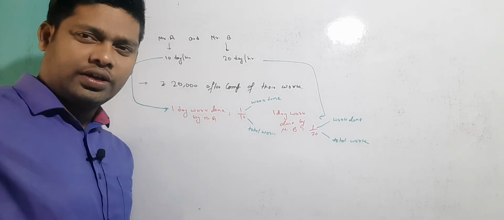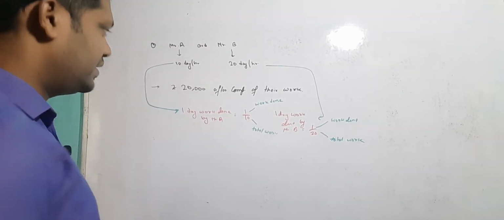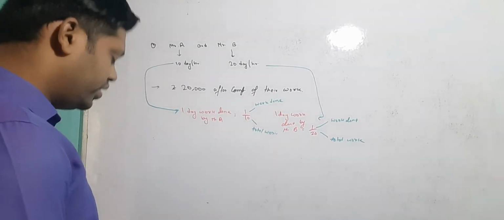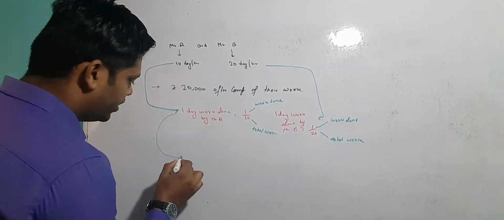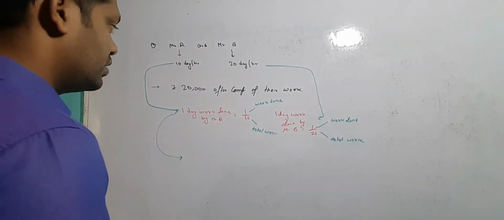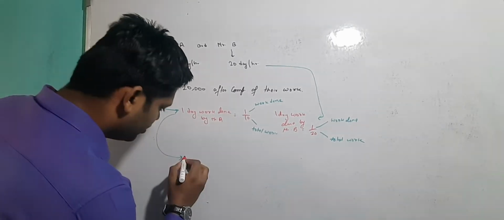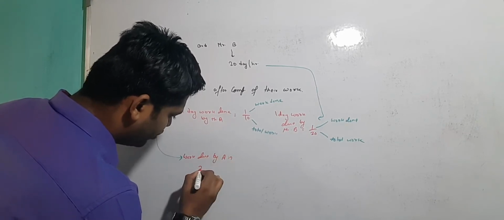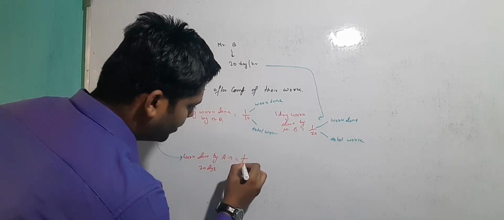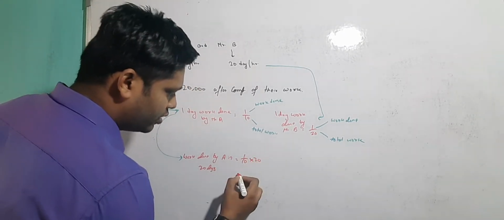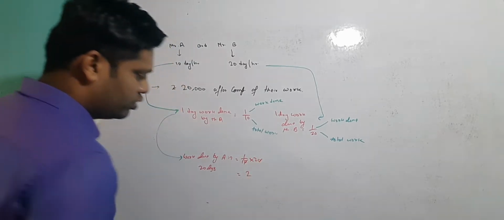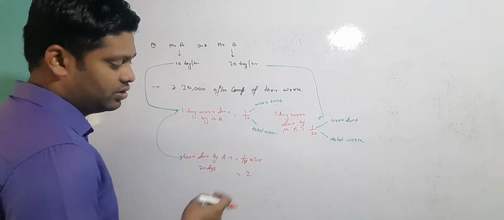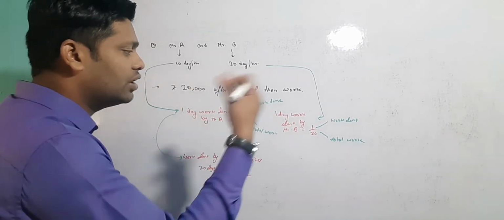Clear? Now they are saying that this person can do the work in 20 days. So how much will be done in 20 days? In 1 day, this much is done. Work done by A in 20 days is equal to 1 by 10, 1 day work, into 20 days. The 0 cancels, so it is 2. He was given one part of the work, but he can do more than that. Total is 1, but he is doing 2, double the work.